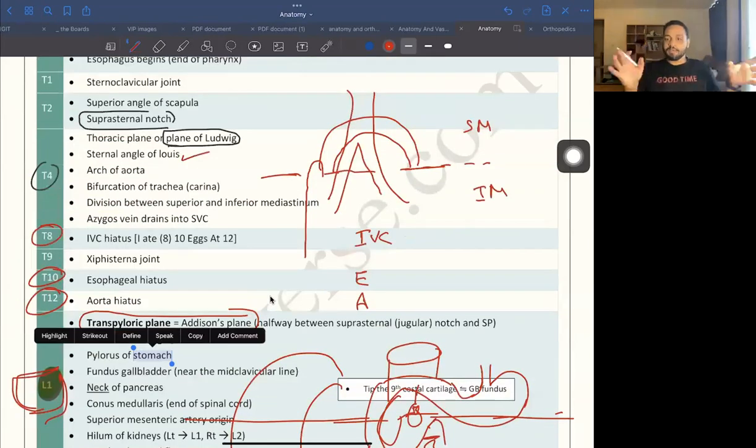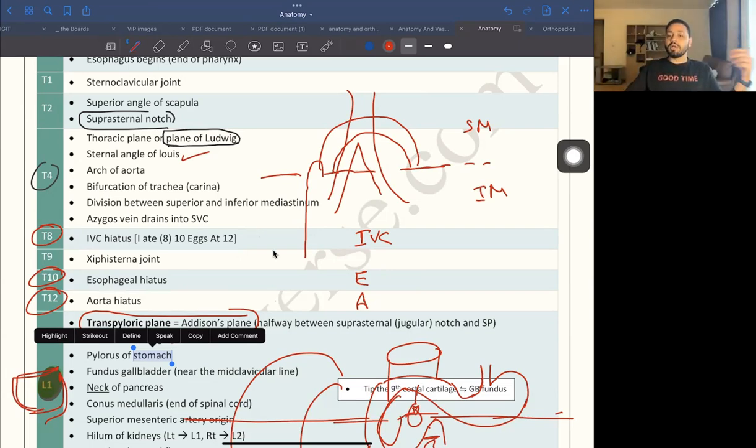Okay, so you need to know that T8 is the vein, T10 is the esophagus, and T12 is the aorta. You need to know that L1 is called the Addison's plane, and you have many structures passing in this area, which is the lower border of L1: the pylorus of the stomach, the duodenojejunal flexure, the neck of pancreas, the fundus of gallbladder, the hilum of the kidney, and the conus medullaris, and the superior mesenteric artery arises. So many things at this level.